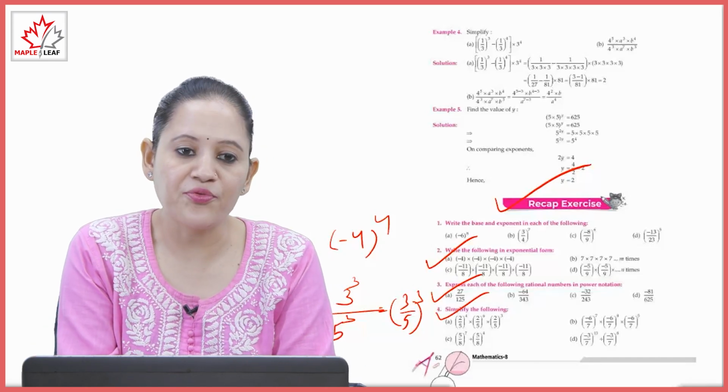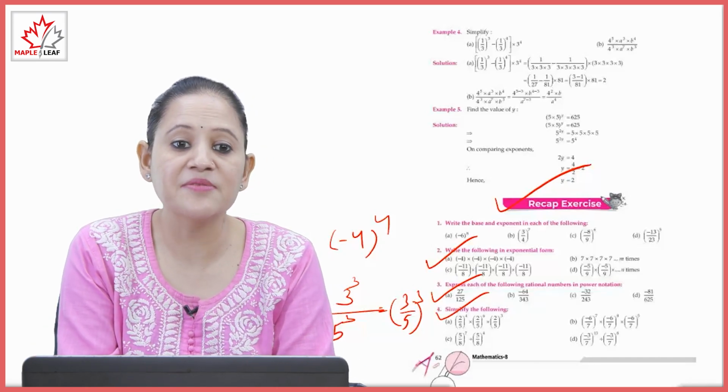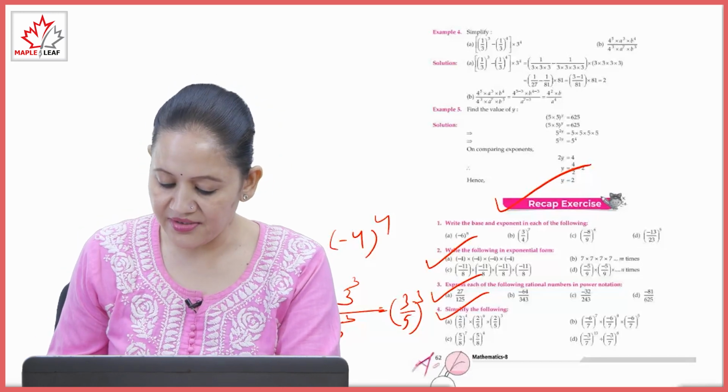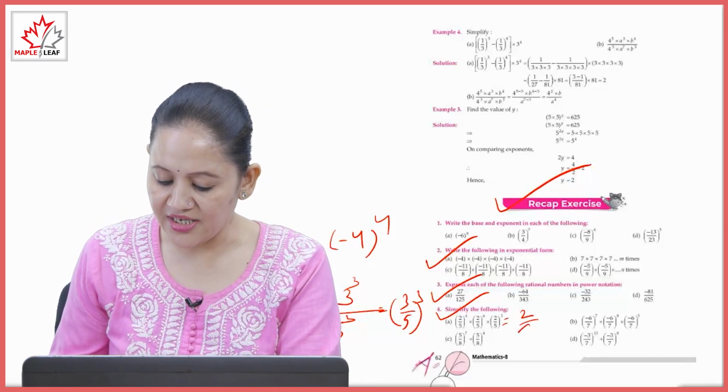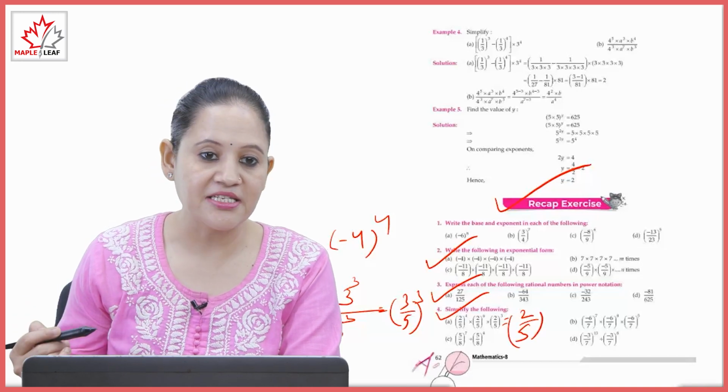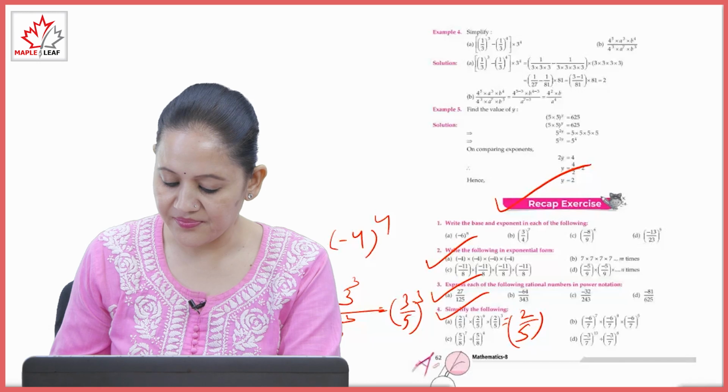Next, simplify the following. 2 upon 5 to the power 4 multiplied by 2 upon 5 to the power 6 multiplied by 2 upon 5 to the power 3. The base is the same, so we'll add the powers. 2 upon 5 to the power 4 plus 6 plus 3, so that is equal to 13.